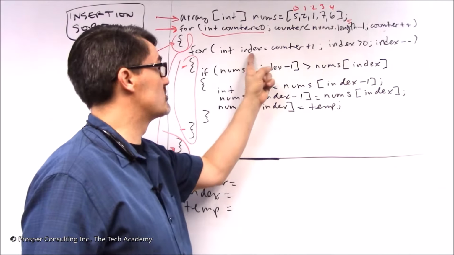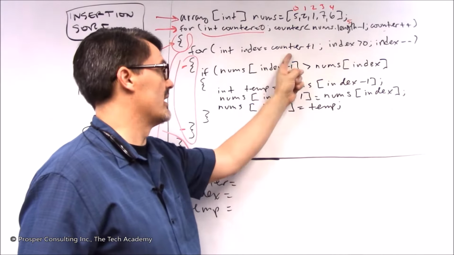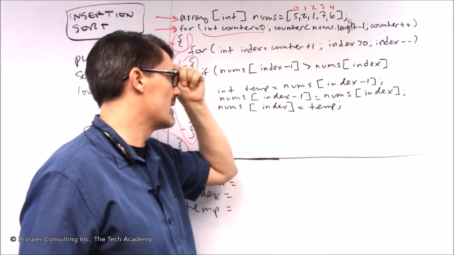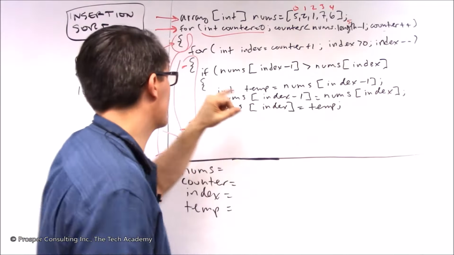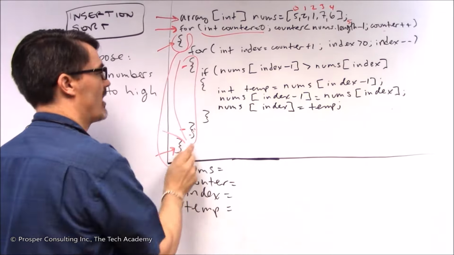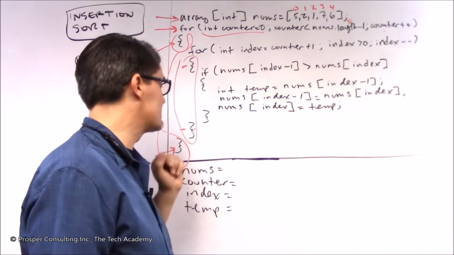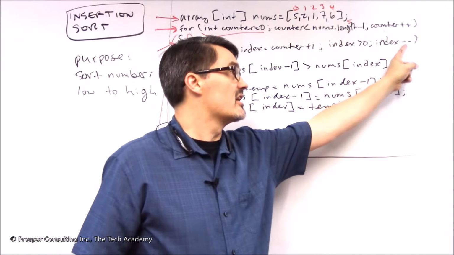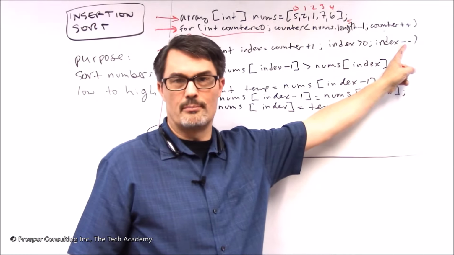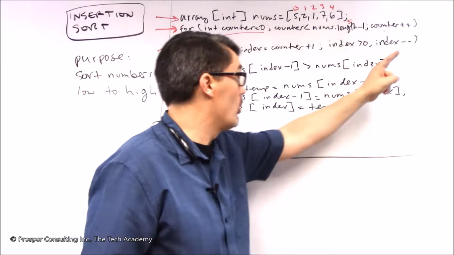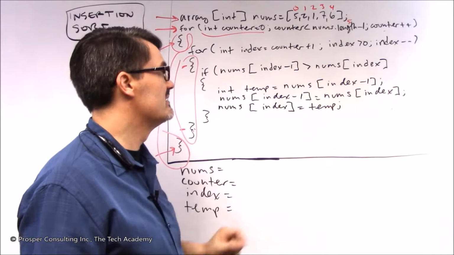Now here's the conditional. As long as this integer we've just defined and initialized, called index, is greater than 0, then we're going to do everything in between these two curly brackets. And finally, what are we going to do every single time we get done executing that code? This is shorthand for subtract 1, minus minus. We're going to subtract 1 for whatever this is.